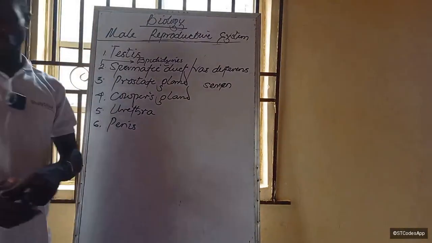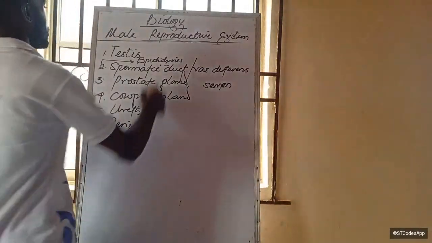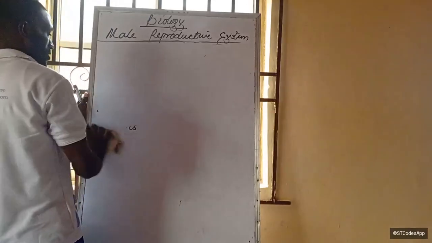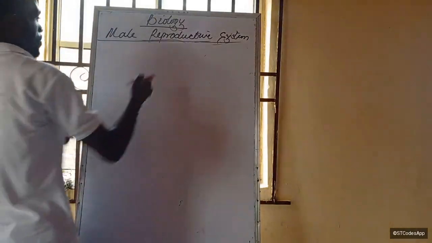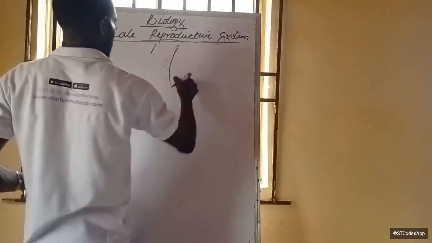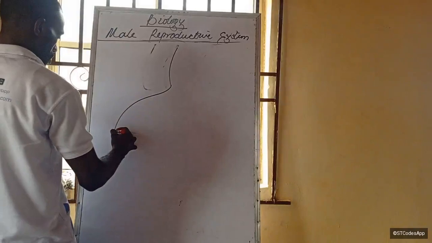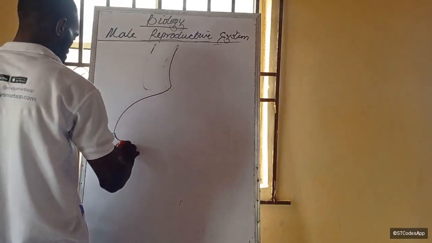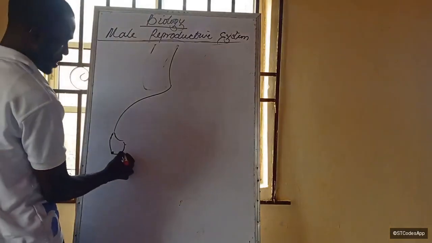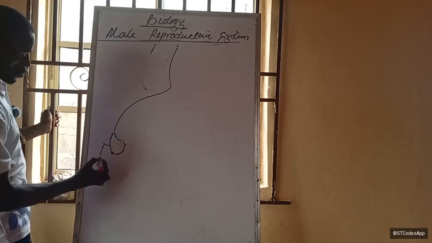So let me draw the structure and show you how they all look. As I'm drawing it, I'm also going to be recounting the functions. So I'm going to be drawing the external genitalia of the male. This place has a flap of skin called the prepuce. This side is called the prepuce.